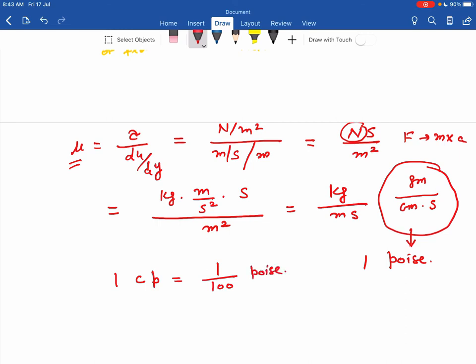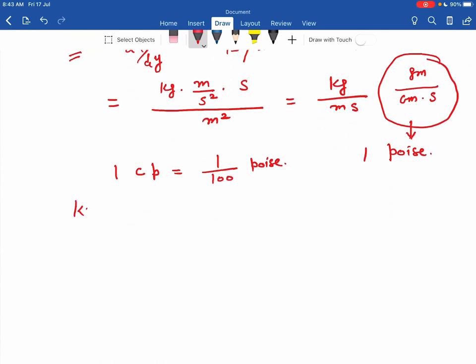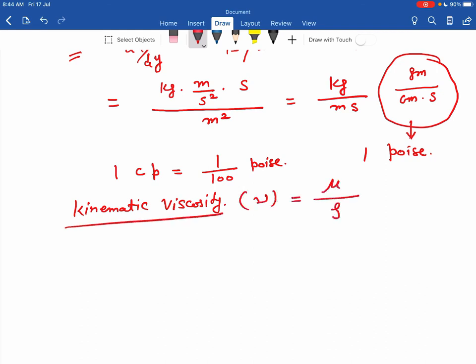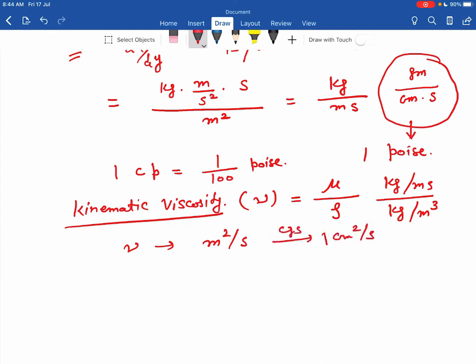Now we have one more type of viscosity that we call kinematic viscosity. The symbol is nu, and it is the ratio of dynamic viscosity to the mass density. If we talk about its units, mu has unit kg per meter second, and rho has kg upon meter cube. So for nu, the unit becomes meter square per second. Its CGS unit is centimeter square per second. So 1 centimeter square per second we call 1 stoke. Then we have 1 centistoke, that is 1/100th part of a stoke.